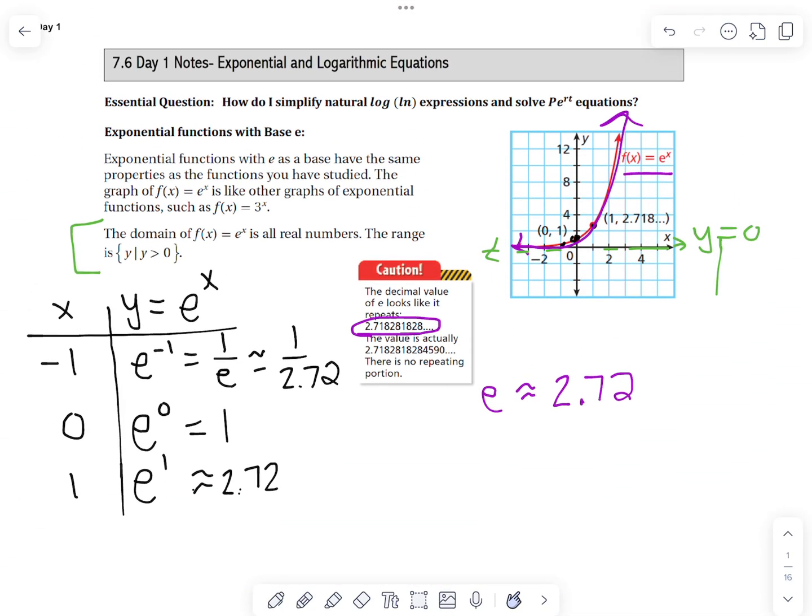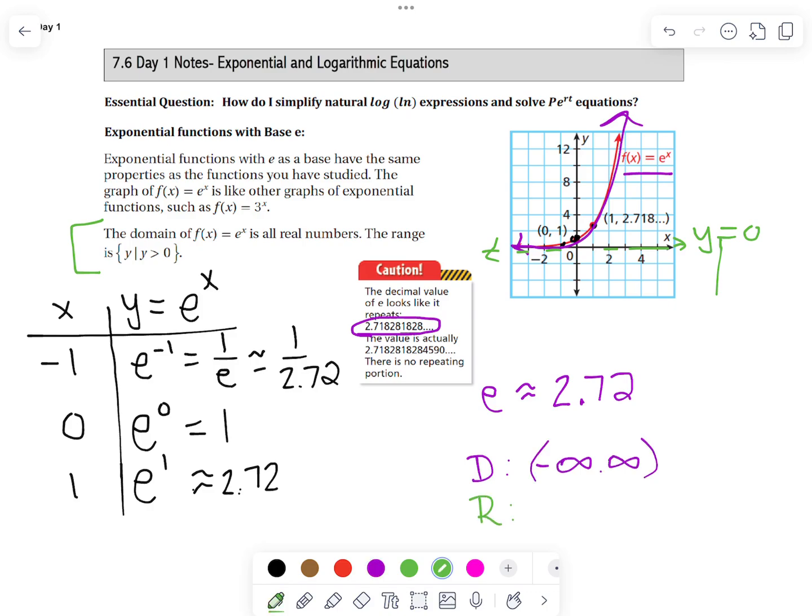Where here, our domain is all real numbers, and then our range is everything above that horizontal asymptote.